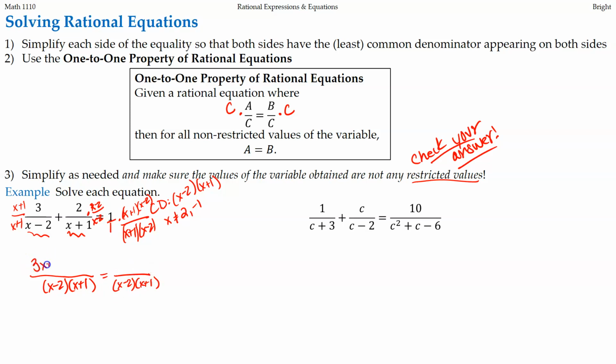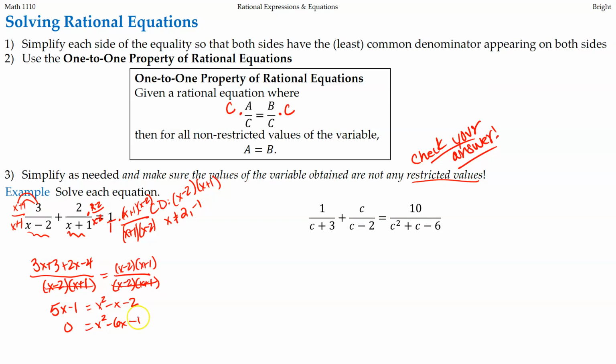So I end up with 3x plus 3 once I distribute, and same thing in the next term, 2x minus 4. The right-hand side is just going to be x minus 2 times x plus 1. Now, I've completed step 1 and need to move on to step 2. So I drop the denominators, or again, multiply by the denominator. I end up combining terms, 5x minus 1, and foiling on the right side, x squared minus x minus 2. Now solve for x, so get one side equal to 0: x squared minus 6x minus 1.